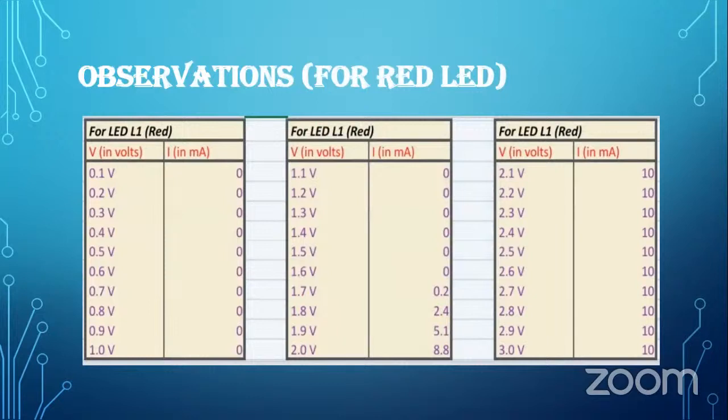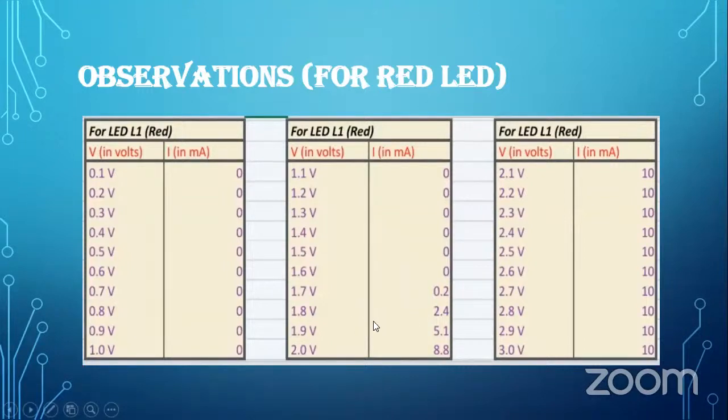Let us discuss the observations obtained for red LED. Here, till 1.6 volts, we don't see any deflection in current. Now, as we increase the voltage to 1.7 volts, we see a very slight increase in current, and due to this, the LED starts glowing lightly. The voltage at this point is known as threshold voltage or knee voltage.